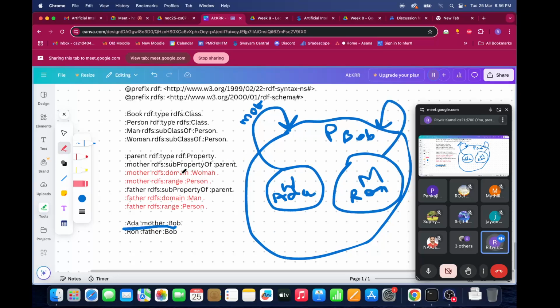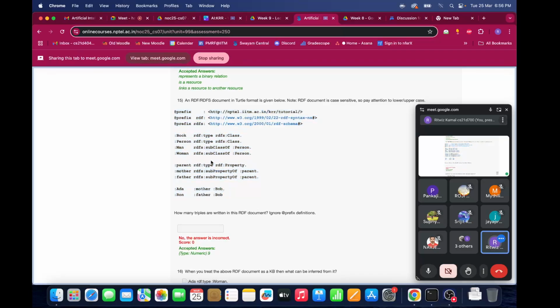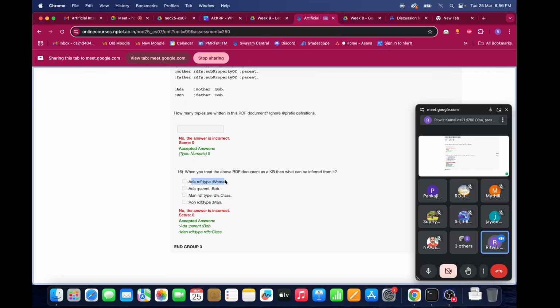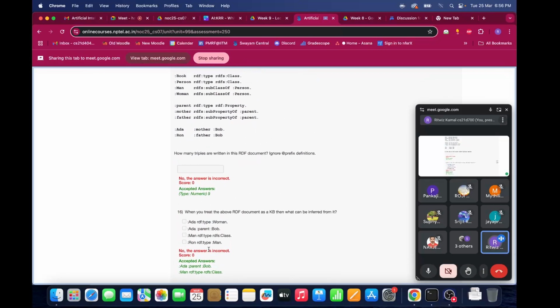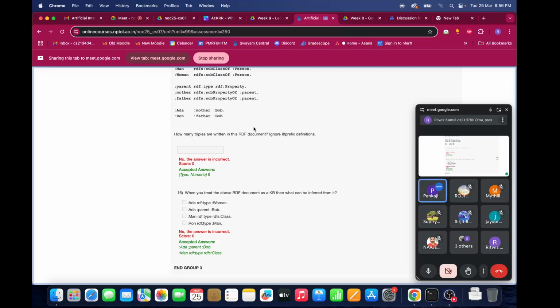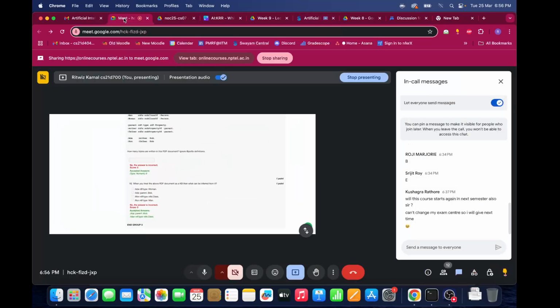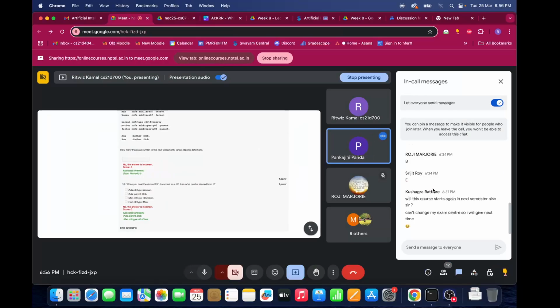But because we are not given this information that is there in this red text over here, we don't know what is the domain and what is the range of these relations. That's why we cannot infer the fact that Ada is a woman, because we cannot categorize Ada as belonging to the subset of women. Does that help? Okay, sir. Yes, sir. Okay. Any other doubts?